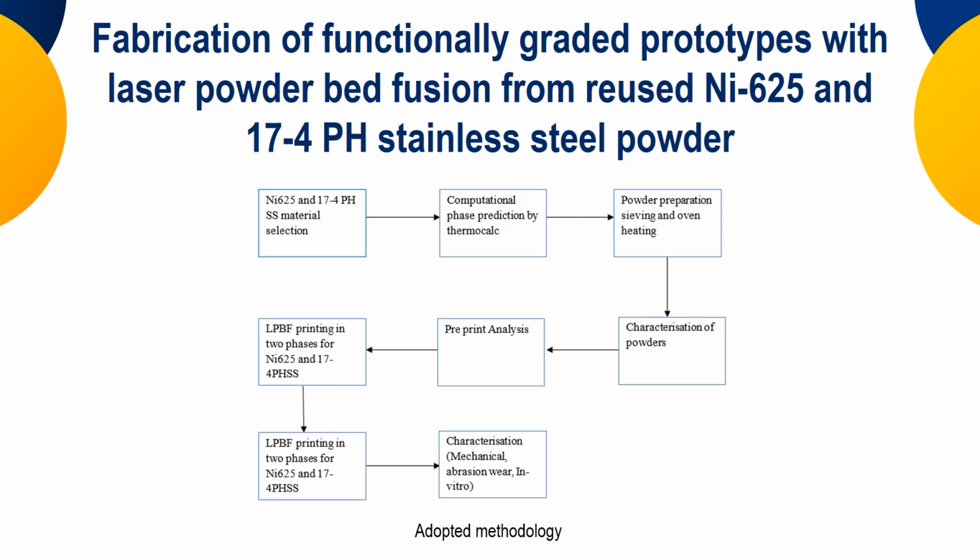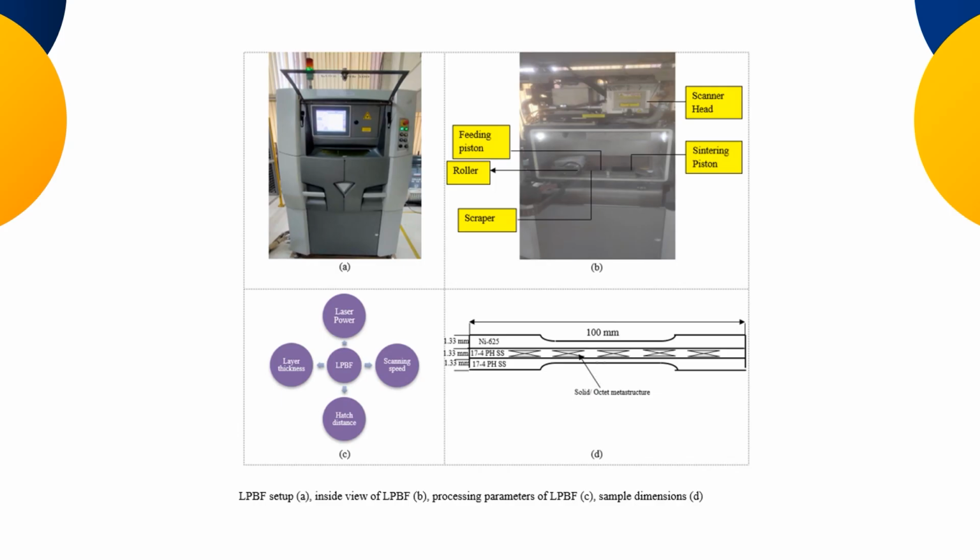sieving, oven heating, characterization, pre-print analysis using the laser powder bed fusion for the nickel 625 and 17-4 PH stainless steel. Then printing of these materials. Then of course we can think of their characterization in terms of mechanical, abrasion, wear, in vitro analysis. Again, the same setup.